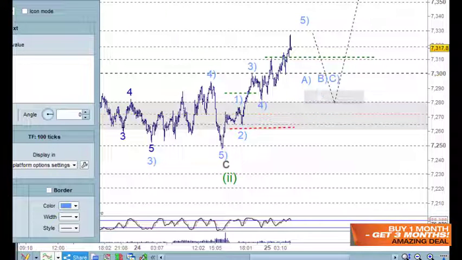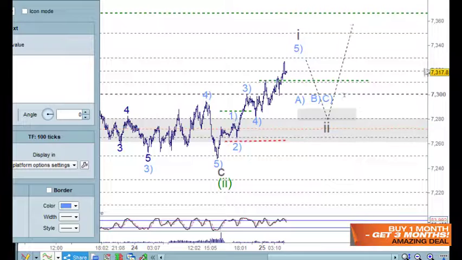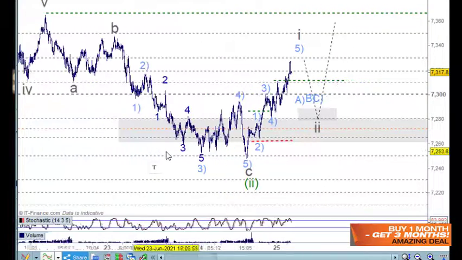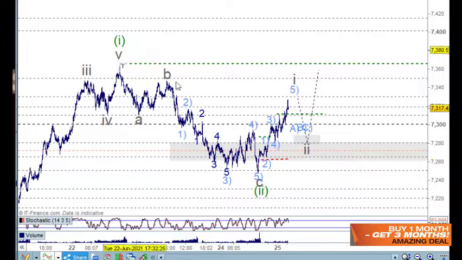So we're looking for some sort of ABC pattern. I'll put wave 1 up there and wave 2 back here for that, and that would make wave 1 here, back for wave 2 here, up for wave 1 here, back for wave 2, and then continuing building at that point.